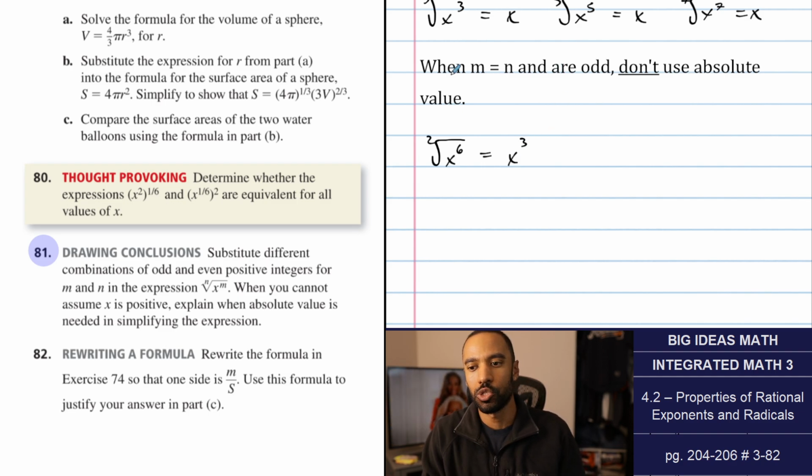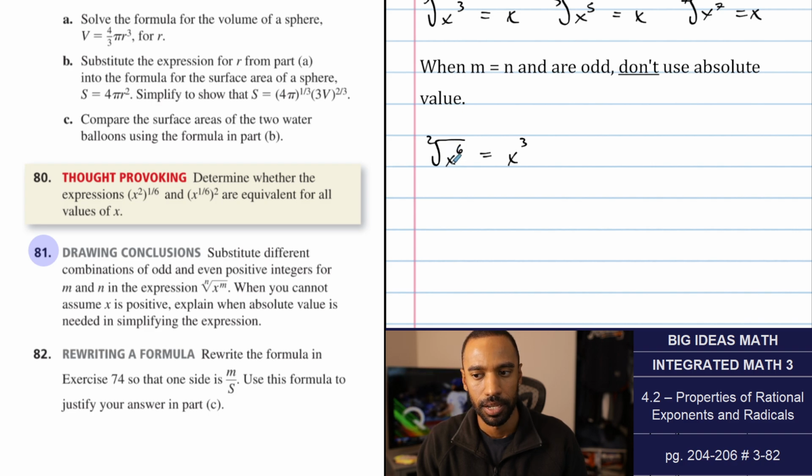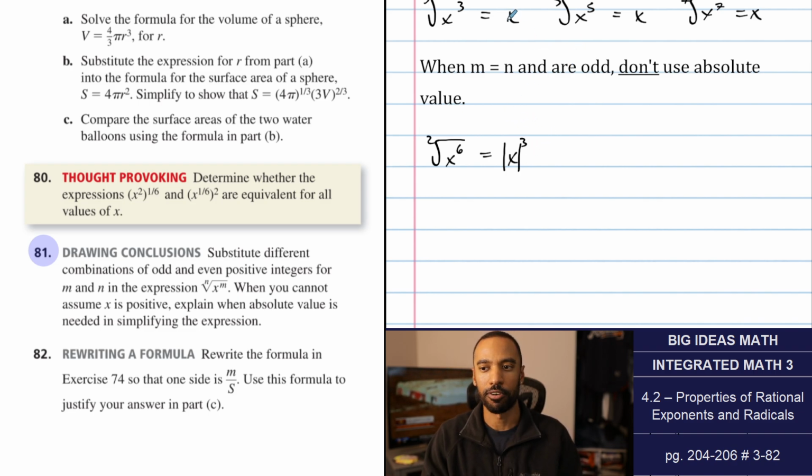Now, if x was a negative number, and then you did this, now we have x cubed. Cubing a negative number would turn it negative, but this should be positive here. So this needs to have the absolute value. We got to take the absolute value of x and then cube it. Assume that for all even numbers.